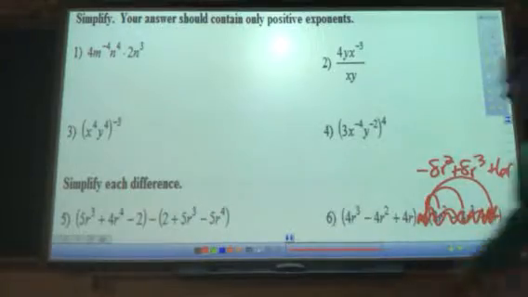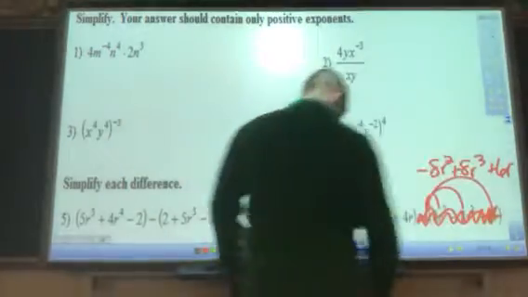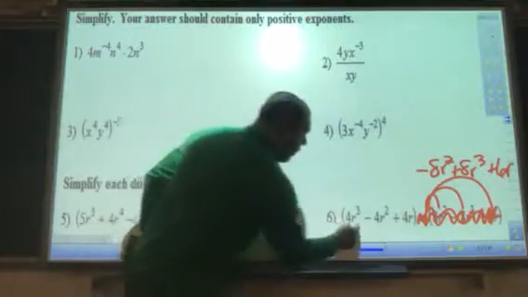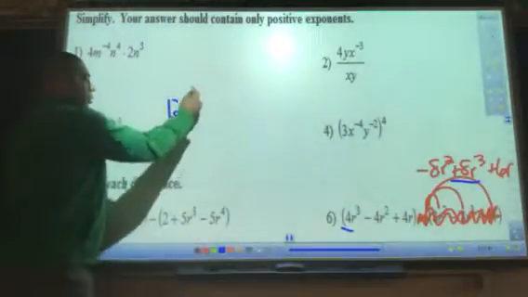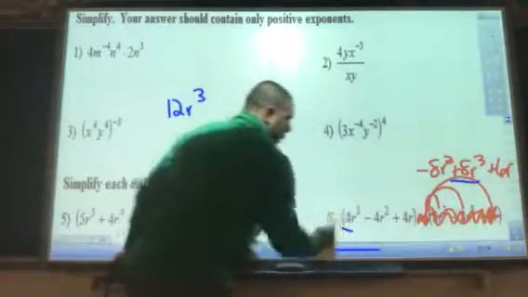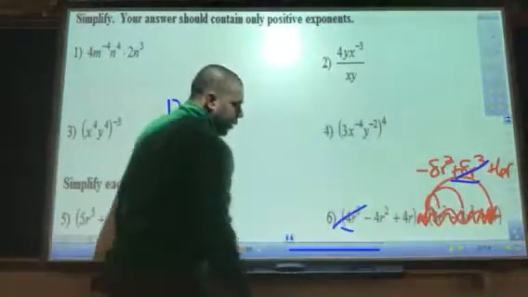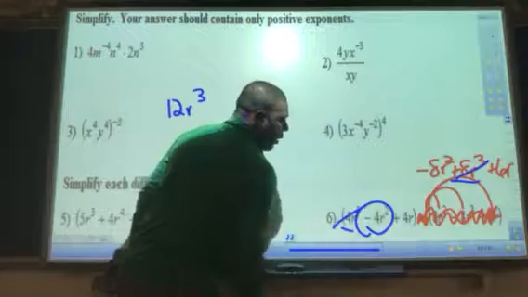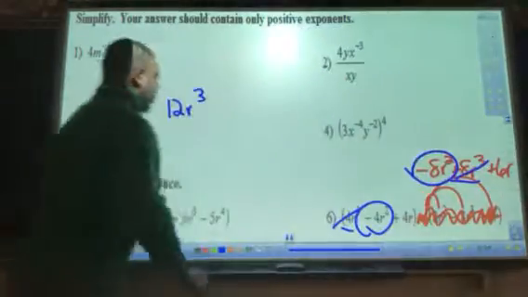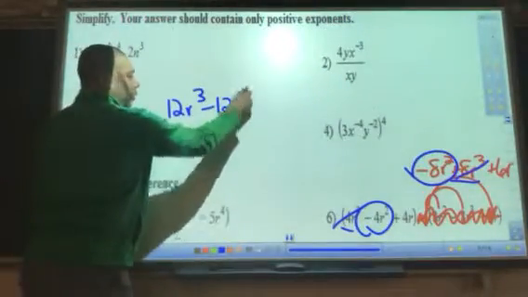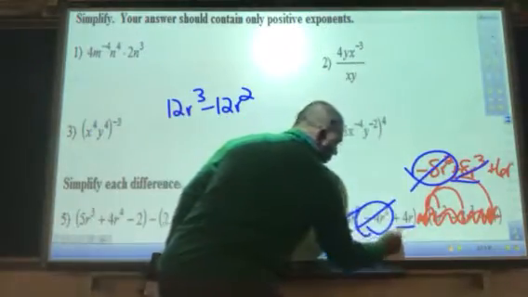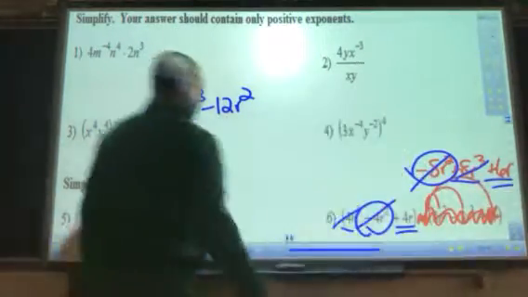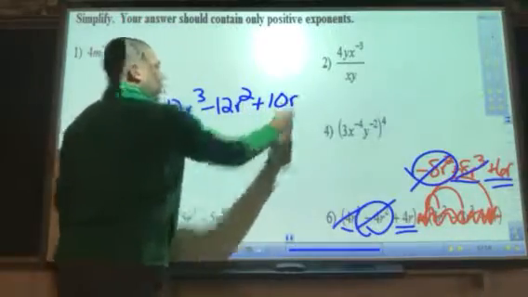And then I can go ahead and combine my like terms. So 4r to the third and 8r to the third, that's 12r to the third. Okay, those are done. Negative 4r squared and negative 8r squared is negative 12r squared. And then I have 4r plus 6r, that would be 10r.